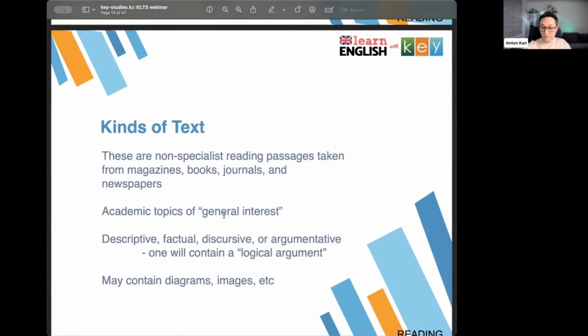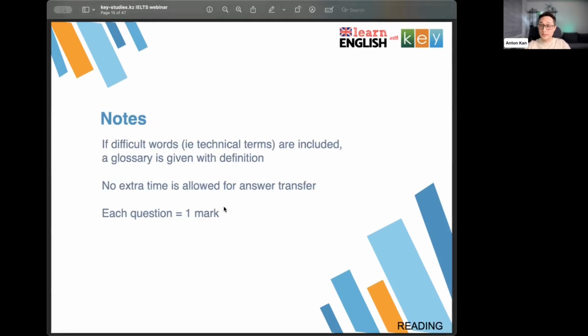Usually for words blocking understanding, there is a glossary with definitions. Pay attention if there is one in your test, and actually it can help you a lot. You will have only 60 minutes to complete the test with no extra time, and each question equals to 1 point.